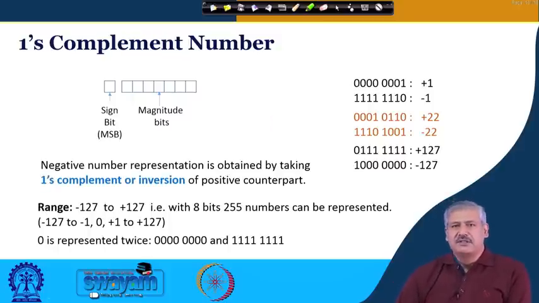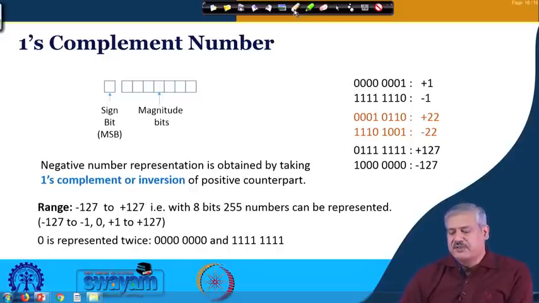Another representation for negative numbers is called 1's complement. In 1's complement, we just take an inversion of the positive number, I mean, we take the complement of the positive number. This is the positive number, the first bit is the sign bit. So, 0 0 0 0 0 0 0 1 is plus 1, the way we have seen it before. Then you just take the inversion of it. So, 0 becomes 1, and this 1 becomes 0 over here. So, 1 1 1 1 1 1 1 0 is minus 1.